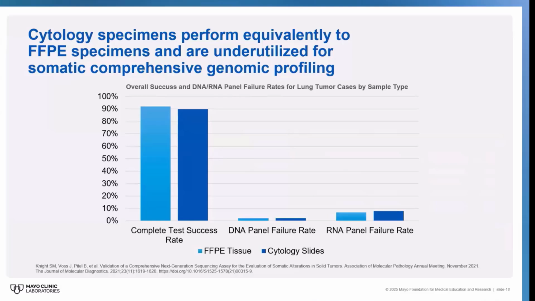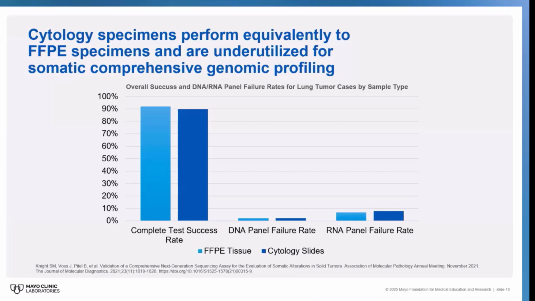And we compared head-to-head the test results for FFPE tissue and cytology slides. We found the success rate is equivalent between the FFPE tissue and the cytology smear. So keep in mind, when we use the cytology slides, it means the FFPE tissue is inadequate or borderline. That's the time we switch to the cytology slides. So the numbers on the cytology slides are coming from those more challenging cases.